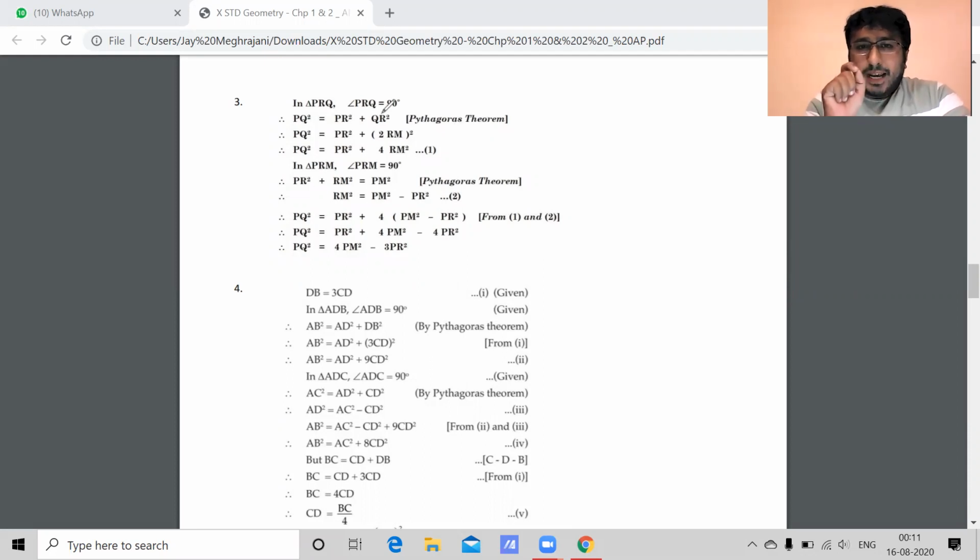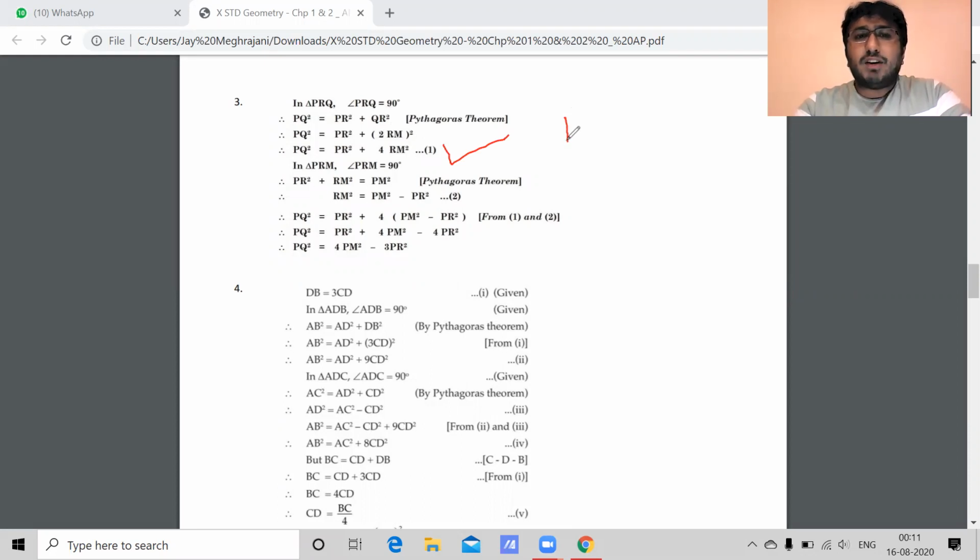What do you know about point M? Point M is the midpoint of QR. So instead of QR, I can write 2RM because M is the midpoint of QR. Okay. So 2RM the whole square will be 4RM square. If you have done correctly till here, you will be getting 1 mark.